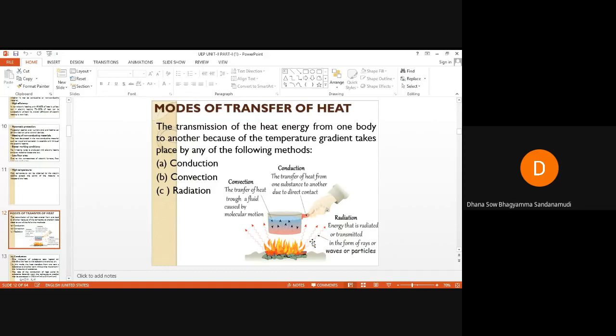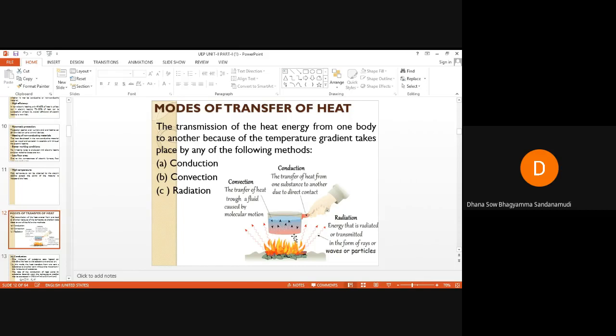Okay, next is radiation. If you see, the vessel is not kept on the flame. It is not kept directly, it is not in contact with the flame. So conduction is not there. If heat is transferred due to direct contact, that is known as conduction. Even if molecular motion is there, that is convection. So there is no molecular motion between this vessel and this flame, and there is no conduction between the vessel and the flame.